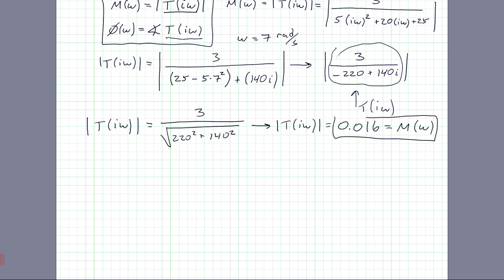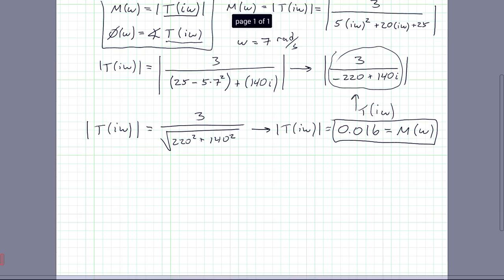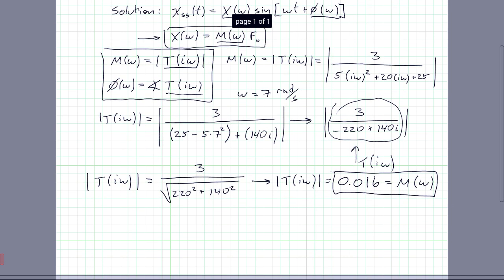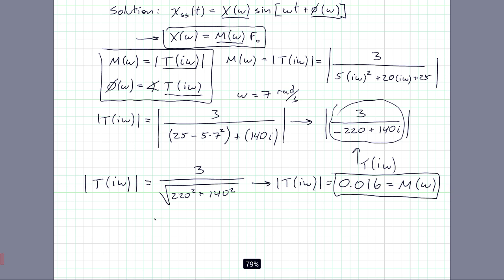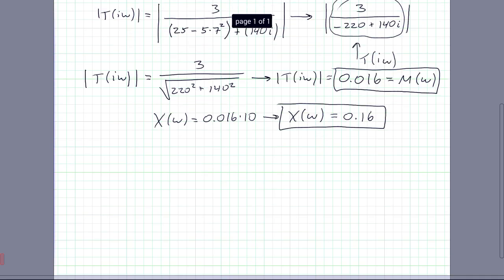While we're on the magnitude ratio, we can go back to that relationship at the top, and from the magnitude ratio, we can find our amplitude, because we know that X(omega) is equal to the magnitude ratio, which is 0.016, times F naught, which is the magnitude of our input force, which is 10. You can find that from what's given. So our amplitude is 0.16. That's easy.